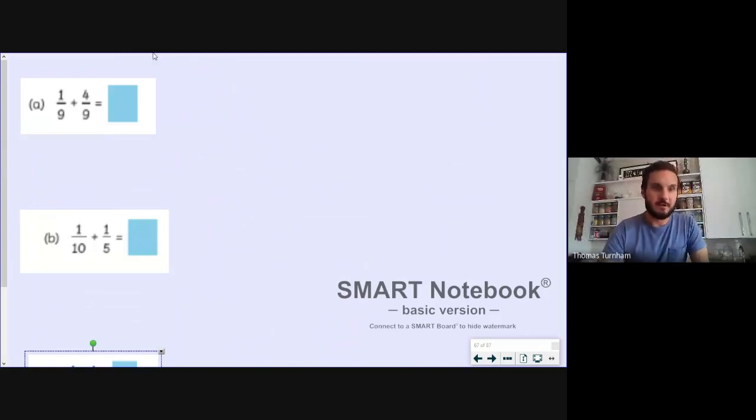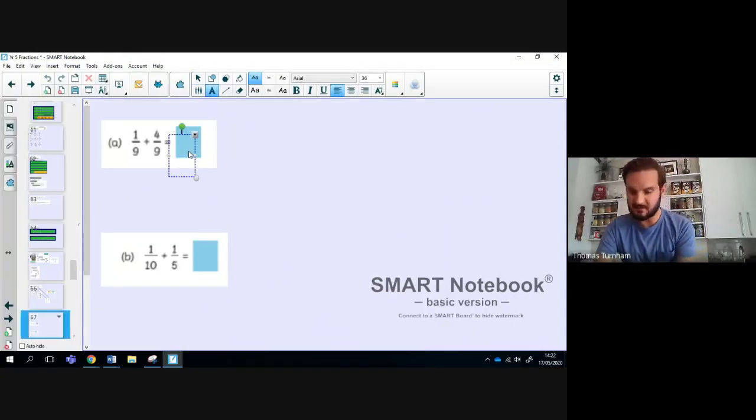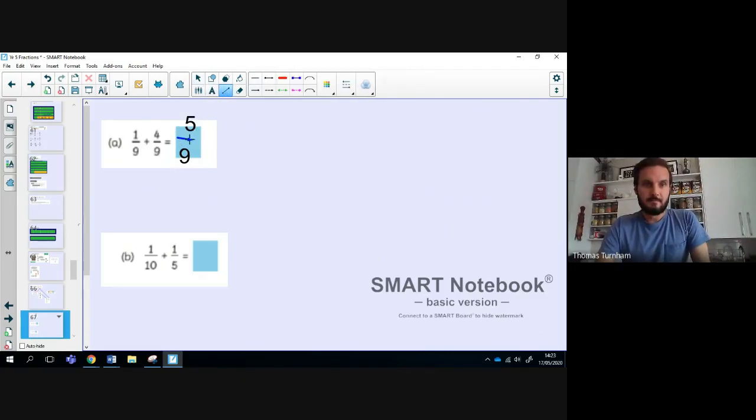Brilliant. So, question A, that's quite simple because our denominator is the same. So we know that our denominator is going to be 9, and our numerator is going to be 1 plus 4. 1 plus 4 is 5. So it's going to be 5/9.